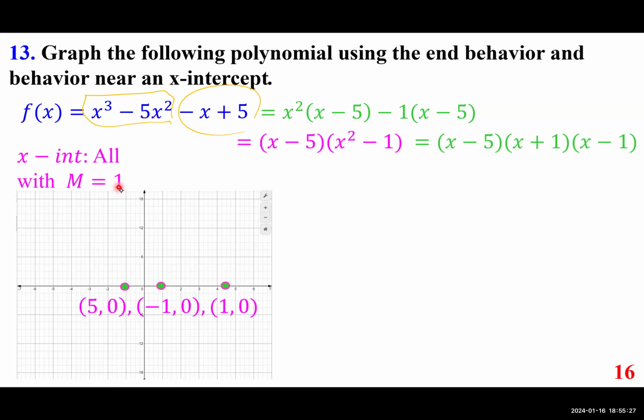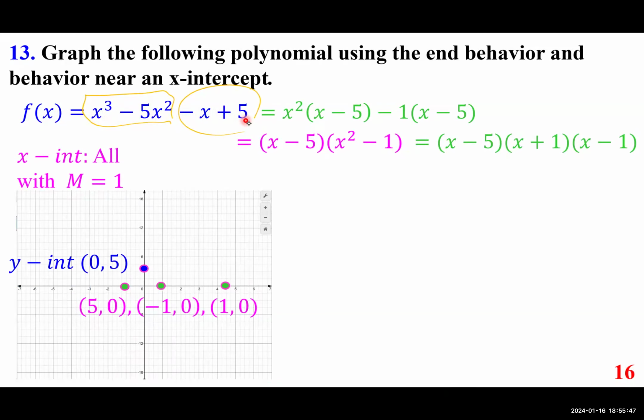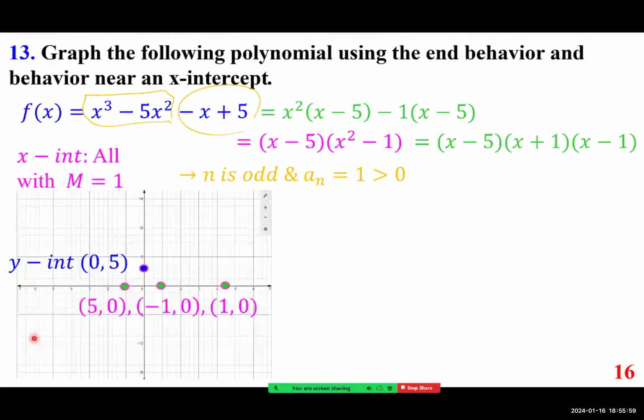All right. For example, we can see that the y-intercept, if you plug in 0, you get 5, just as an example. And so the y-intercept is at 0, 5. n is odd and a sub n is 1. So ultimately it looks like x cubed. So as x goes to infinity, so does y or f of x. As x goes to negative infinity, so does y or f of x. So x goes to negative infinity, f of x or y goes to negative infinity. That's what we mean.